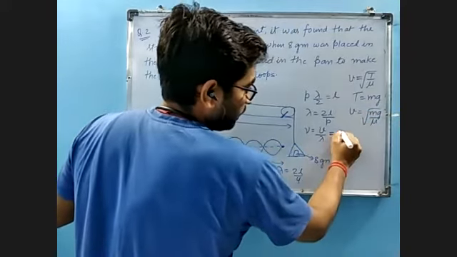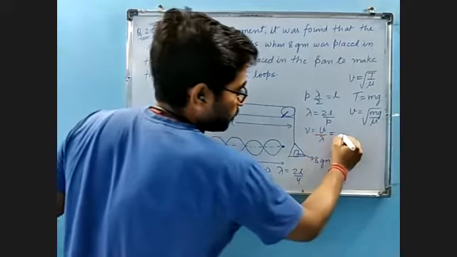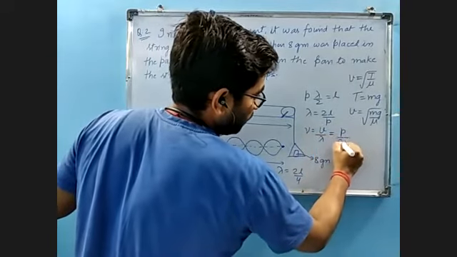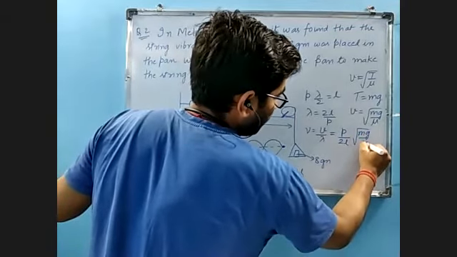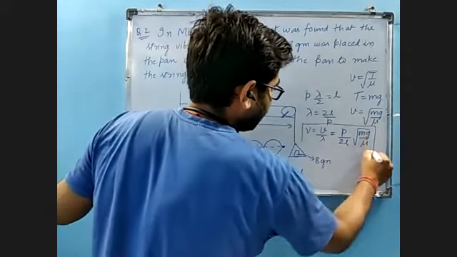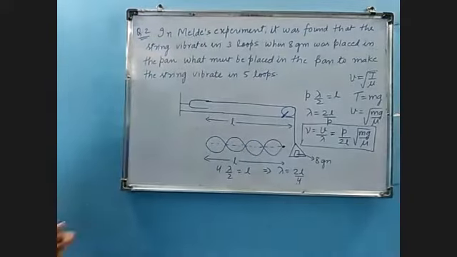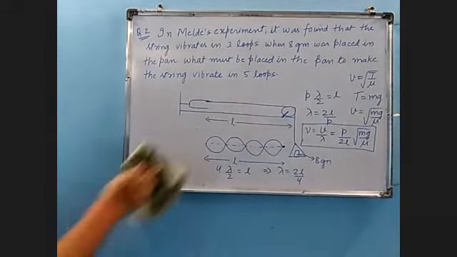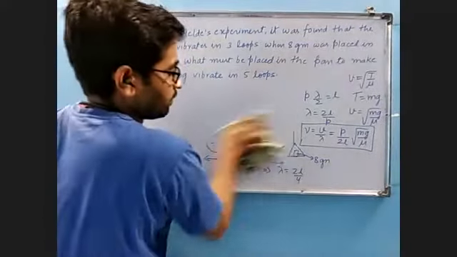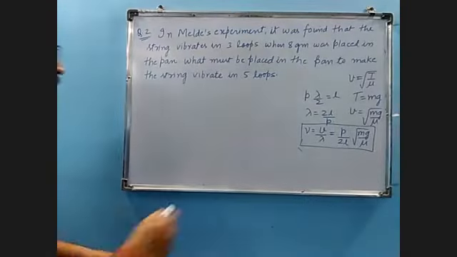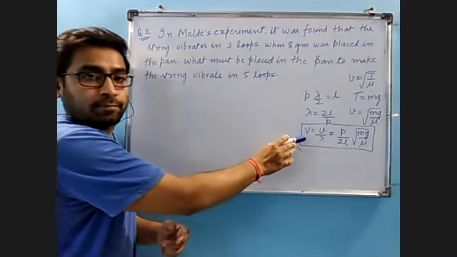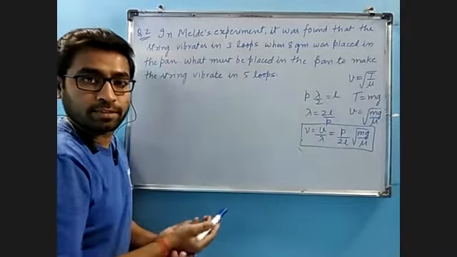Now we put these things in. Lambda is 2L upon p, so the frequency will become p upon 2L under root mg by mu. This is the final equation for this particular question. Now, this frequency will remain the same, because the external source remains the same.